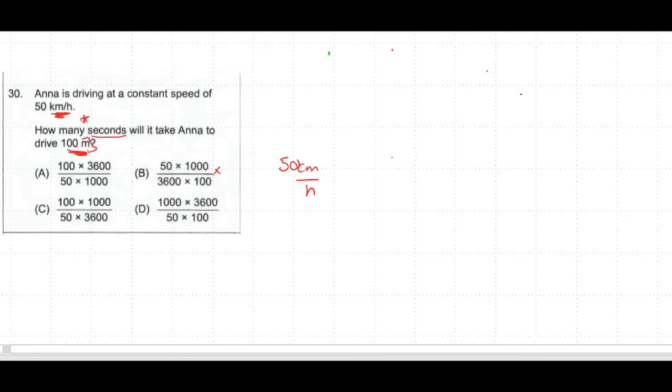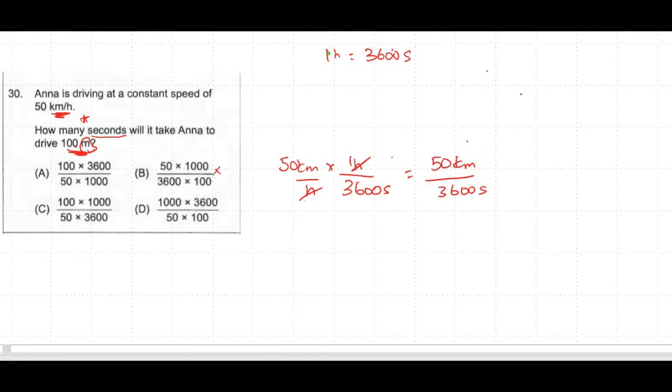That means I also need to change it into meters. So how do I change it into seconds? 1 hour, you know, is 3600 seconds. If I want to cancel with the hour below, I must put this one on top. So it's 3600 seconds. Cancel, cancel. Now I have 50 kilometers over 3600 seconds, right?